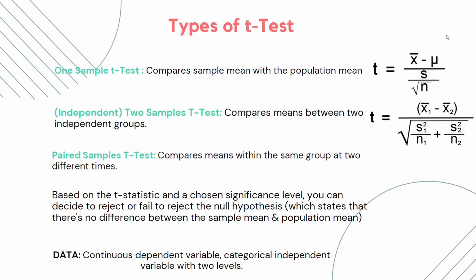One sample t-test compares the sample mean with the population mean. Two samples t-test compares means between two independent groups. Paired samples t-test compares means within the same group at two different times. Decision criteria is to reject H0 if the t statistic is greater than the table value. If the null hypothesis is true, then we can say there is no difference between the sample mean and the population mean. Data should involve a continuous dependent variable and a categorical independent variable with two levels.